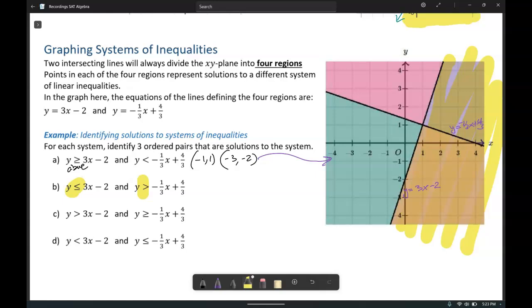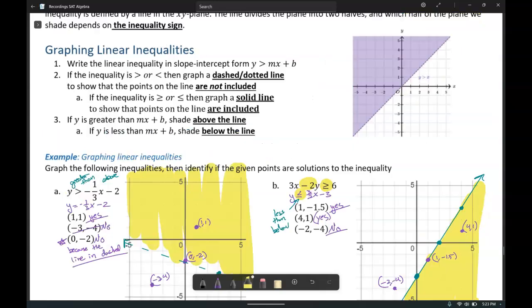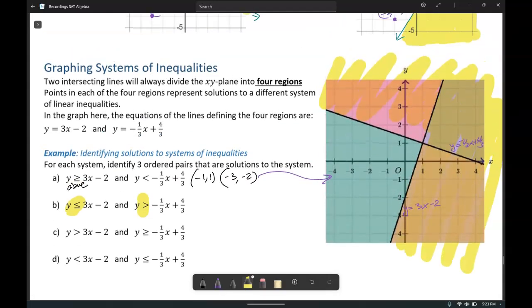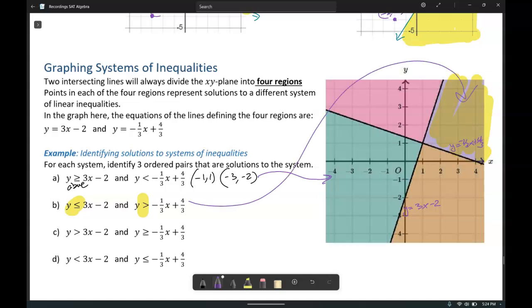And then anything above the line on our other equation, which is this region up here. So we see that the overlap is this purple area. Any point found within that purple region is going to be a solution, such as the point 2, 2, or the point 4, 1. These are solutions to that system. Let's find another one since we're looking for 3. 3, 2. Those are all solutions in that purple region.